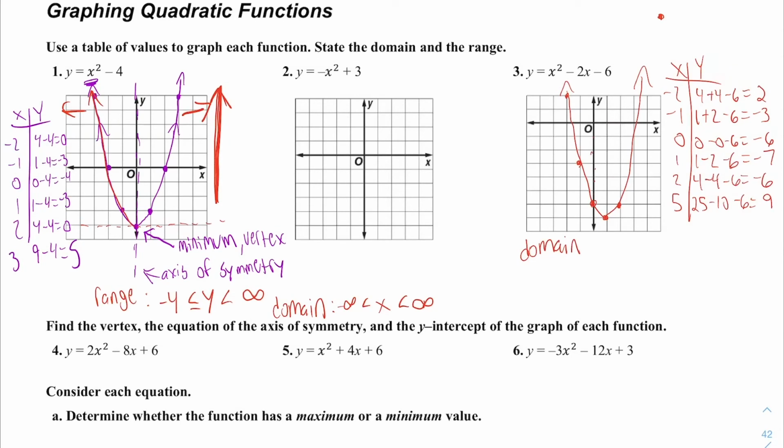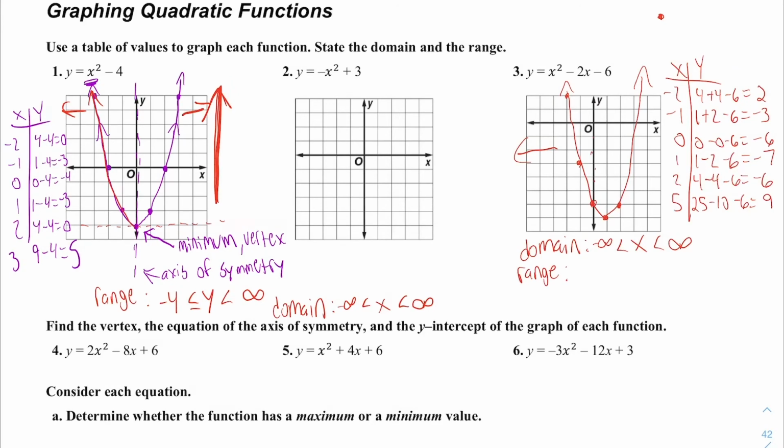The domain. X's. This graph is going to keep on going left. We can keep on plugging in numbers as small as we want, and we'll never get something that we can't actually plug in. It'll never give us a bad answer. We can keep on plugging in numbers to the right. We can go all the way up to infinity, plugging in positive x's.